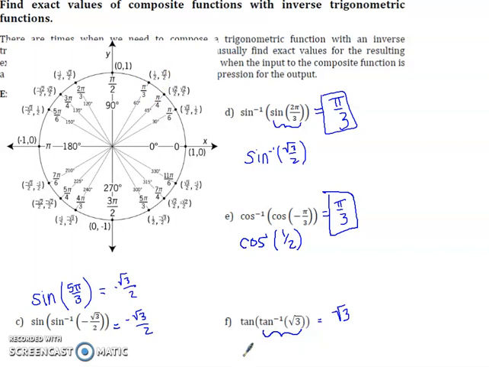So the angle that gives me that tangent measure is pi over 3, and now I am asked to find the tangent of that angle. So we are looking for a tangent at pi thirds, and pi thirds is in that first quadrant. Tangent is square root 3 over 2 over 1/2. And just like we've done in the past, I can take that denominator and instead multiply by its reciprocal. Reducing my fractions, I will get square root of 3.